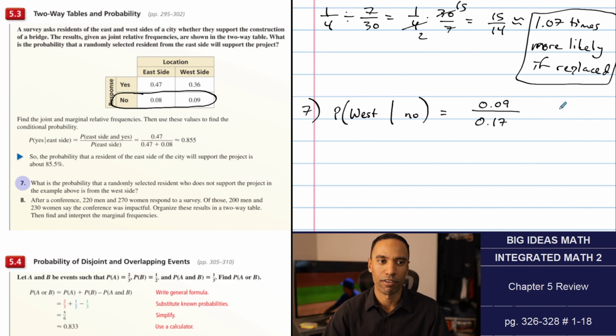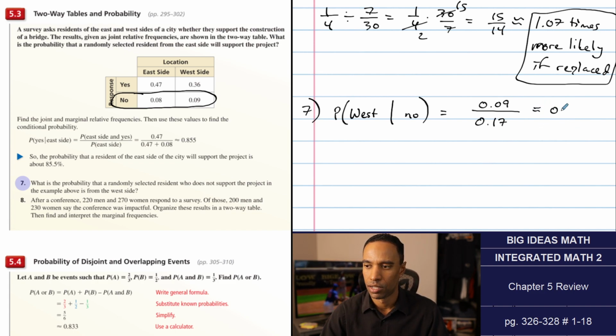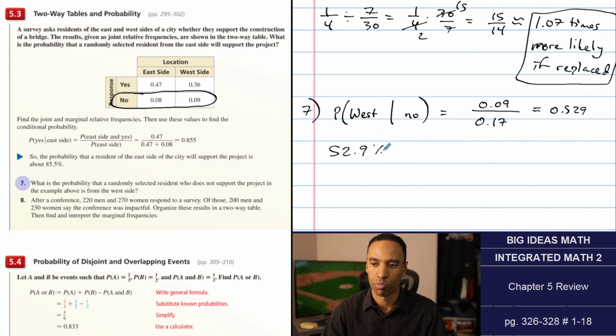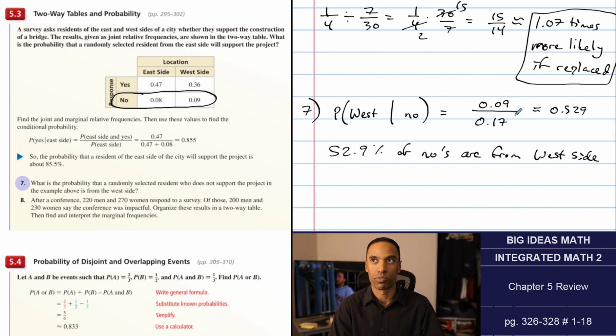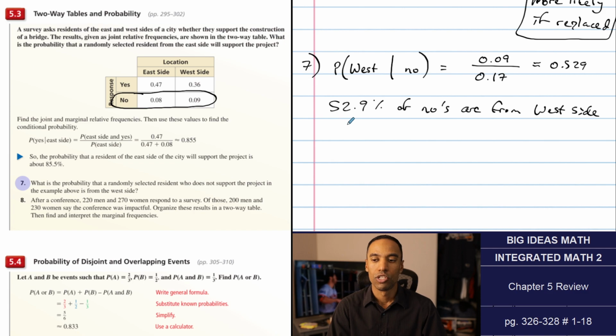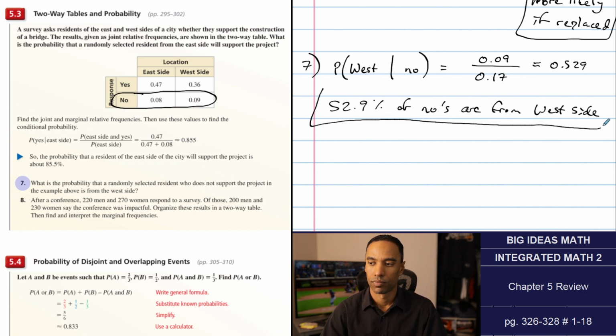9/17 is 0.529 when rounded, which is about 52.9%. 52.9% of the no's are from the west side. Right? The other 47.1% are from the east side, just of the no's. And that's another conditional probability thing.